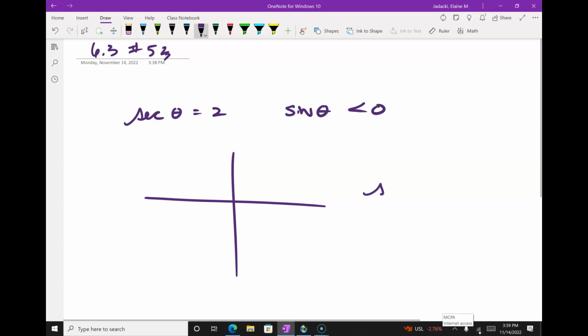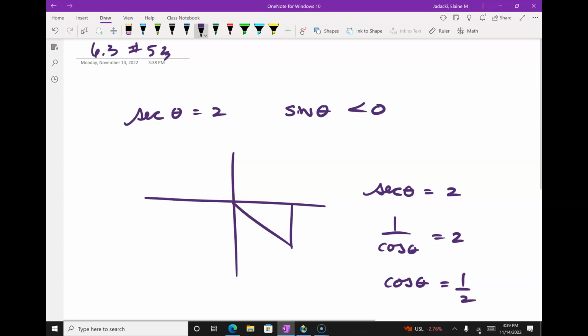But secant is the reciprocal of cosine. So cosine must be 1 over 2. So it's got to be in quadrant 4, because cosine is positive, sine is negative.